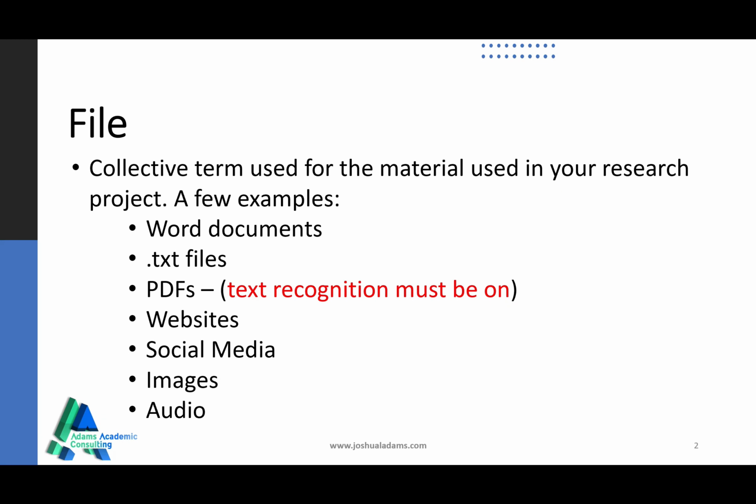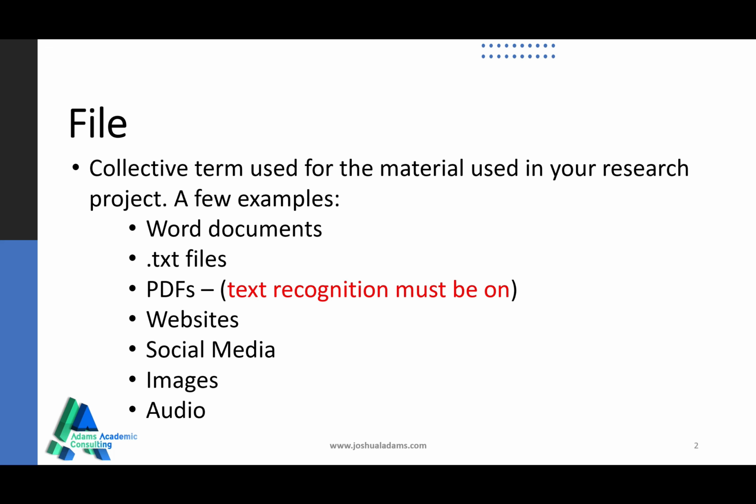The first thing I want to cover is a file. A file is a collective term used for the material used in your research project. Some examples of this can be Word documents. You can use Word documents in your NVivo project. Text files. Some people argue that text files are a little bit more stable than Word documents over time due to the different releases of Microsoft Word. I don't know this to be true. I haven't had any problems with Microsoft Word changing versions or anything like that, so I think you should be fine on that one.